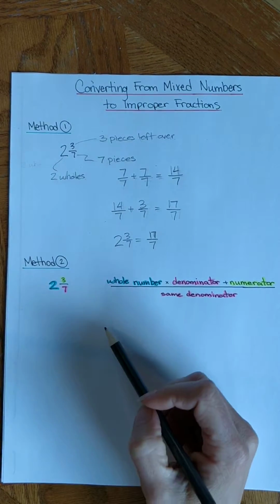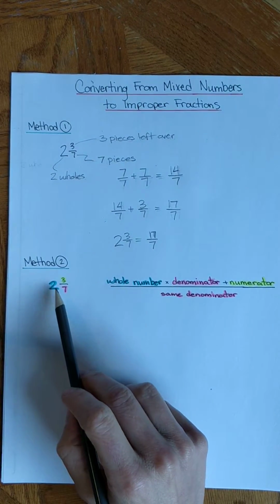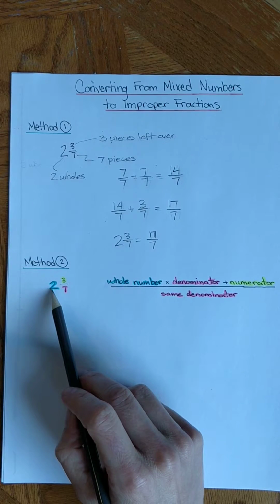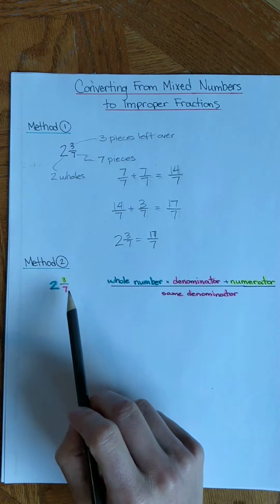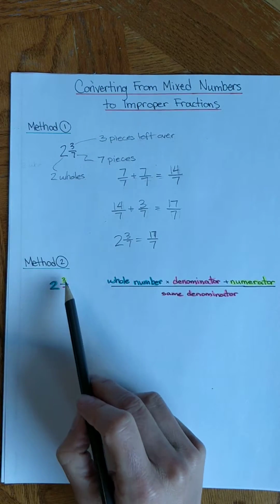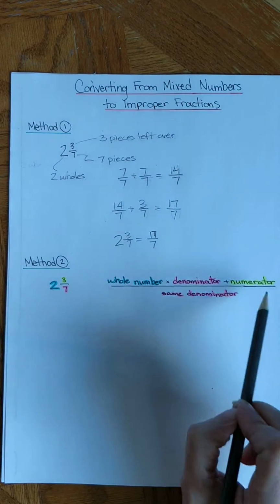Now for our second method, again, we want to make sure we know what each one of these numbers means. Our 2 here, that's our whole number. Our 7 here is our denominator. And our 3 is our numerator. So we're going to take these numbers and plug them in here.